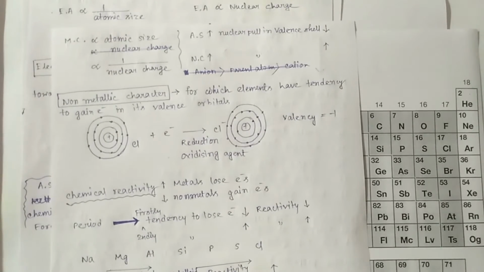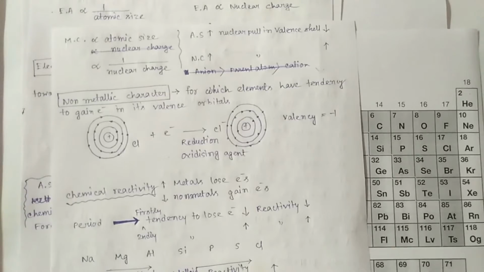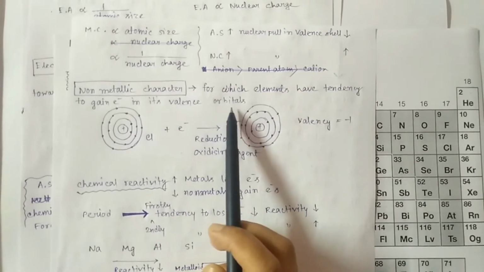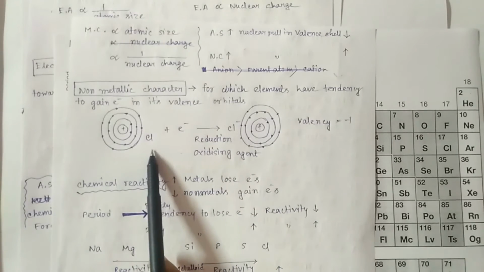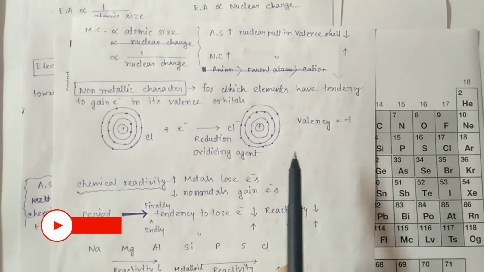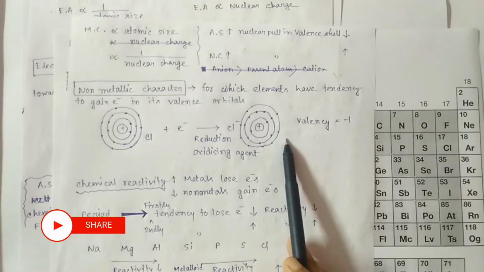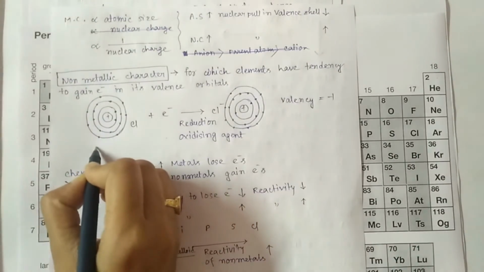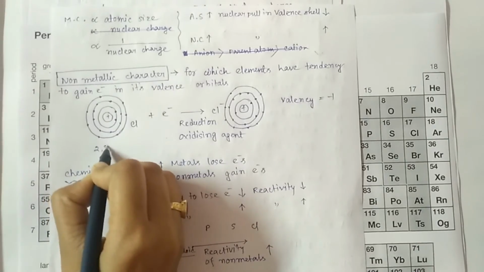Just the opposite of metallic character is non-metallic character, which is the tendency of elements to gain electrons in their valence orbitals. For example, chlorine, if it gets 1 electron, it will have an electronic configuration like argon, because chlorine has an electronic configuration of 2, 8, 7.